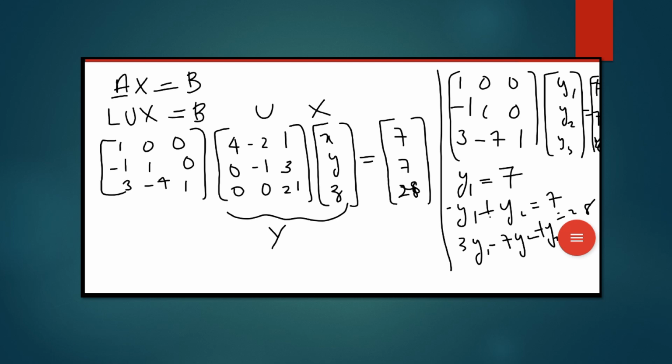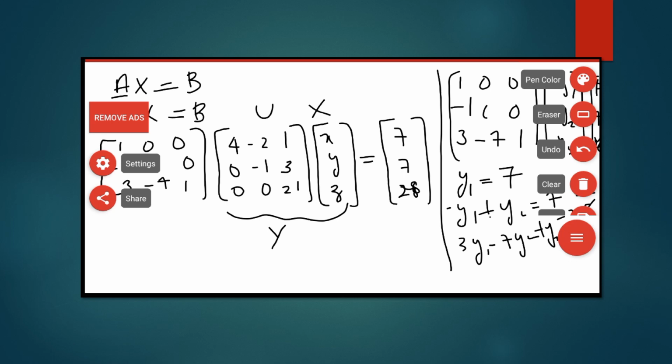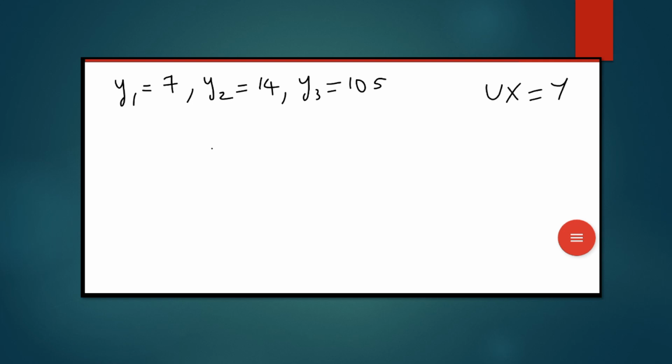So we got y1 as 7. When you substitute that in the second equation you will get y2, then correspondingly you will get y3. So substituting all this in the corresponding equations, we get y1 equal to 7, y2 equal to 14, then y3 equal to 105. Now we substituted UX as Y, and then we found this condition. Now we are going back to this condition, UX equal to Y.